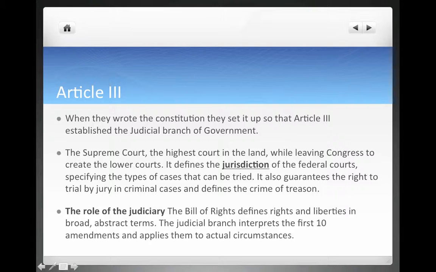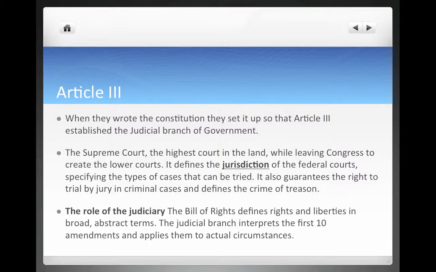So we're looking at Article 3 within the Constitution, and when they wrote the Constitution, they set it up so that Article 3 established the judicial branch of government, the Supreme Court, which is the highest court in the land, while leaving Congress to create the lower courts. It defines the jurisdiction of the federal courts, it specifies the types of cases that can be tried, and it also guarantees the right to trial by jury in criminal cases and defines the crime of treason.